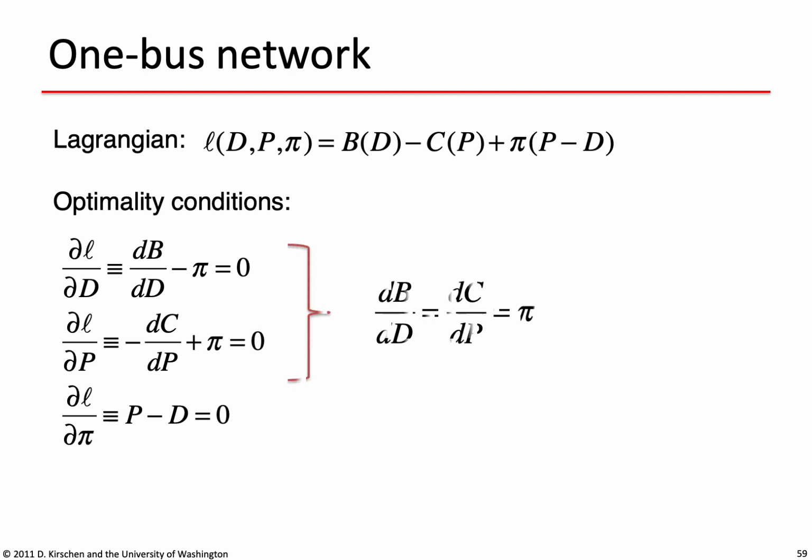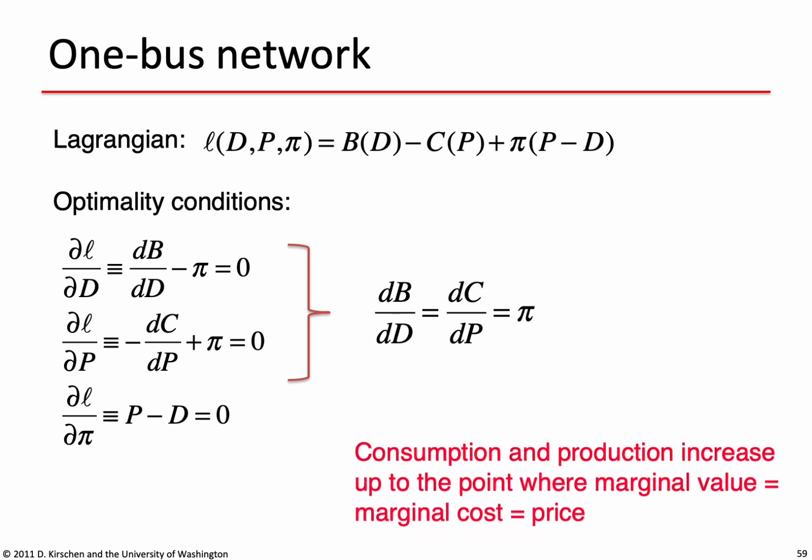Putting the first two optimality conditions together, we get that dB over dD should be equal to dC over dP and should be equal to pi. That means that the consumption and the production should increase up to the point where the marginal value of electricity to the consumers is equal to the marginal cost of producing this electricity, and is therefore equal to the price at which this electricity should be sold.